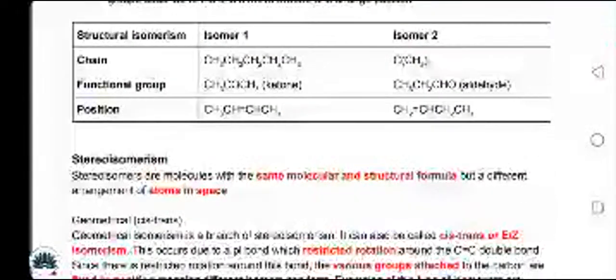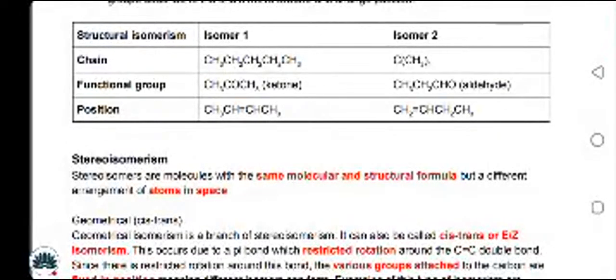Okay, what is this? So this is stereoisomerism. Stereoisomers. Isomers are molecules with the same molecular and structural formula but different arrangements of atoms in space. Okay.